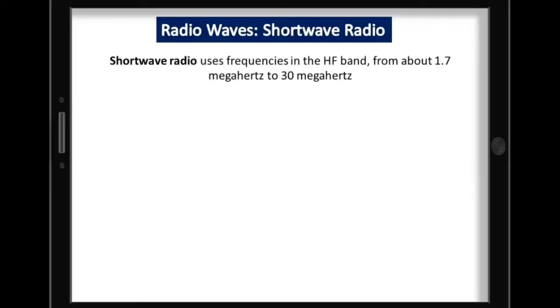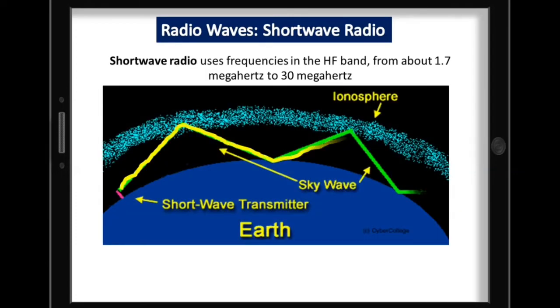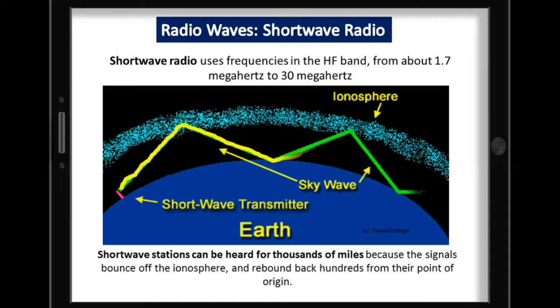The shortwave radio uses frequency in the HF band from about 1.7 MHz to 30 MHz, which is used for broadcasting. Shortwave stations can be heard from thousands of miles because the signal bounces off the ionosphere and rebounds back hundreds or thousands of miles from their point of origin.